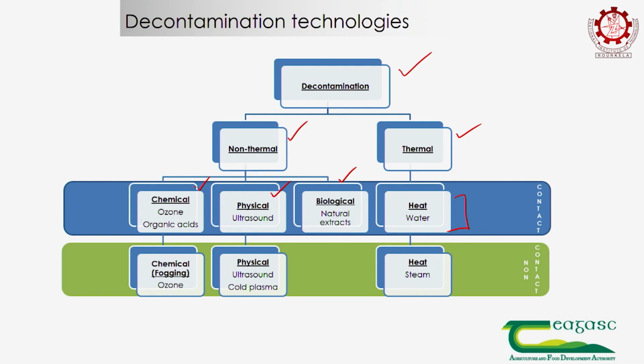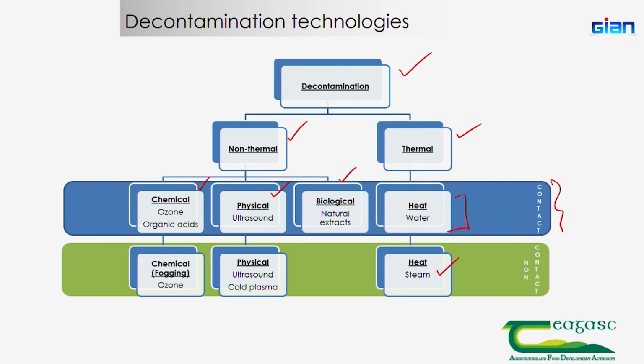Yeah. That is contact type. Yeah. That means the product comes in contact with those chemicals. The other one is non-contact. Preferred will be non-contact. That means the product is not coming in contact with the chemicals or with the agent. Here is steam. Yeah.